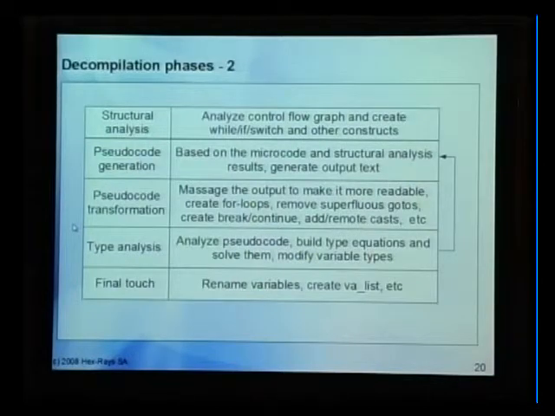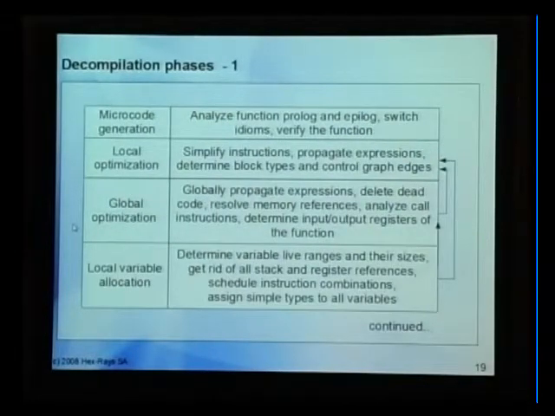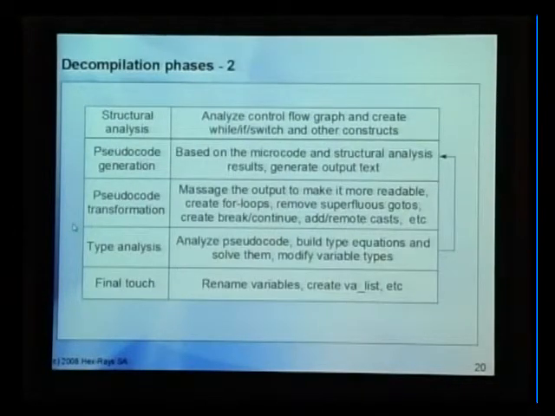And at the end, I do type analysis. By the way, this is something that I do. The other steps, like microcode generation, you can find similar steps in other decompilers. But the type analysis, they always do it at the beginning, at the very early stages. I think that it's a very big misconception. The type analysis is possible only at the end, not at the beginning. Because only at the end you have enough information to derive type information, to build type equations and to solve them. And there's a final touch, to rename variables so they look nice, and other stuff.